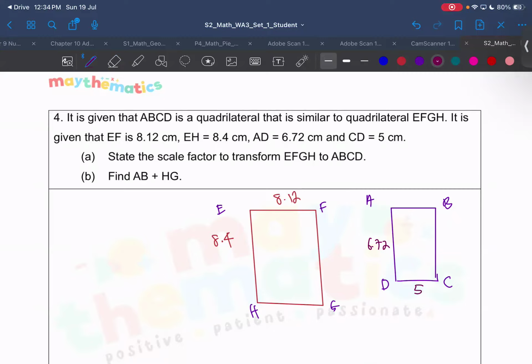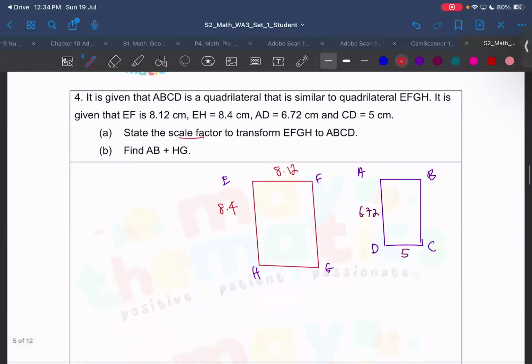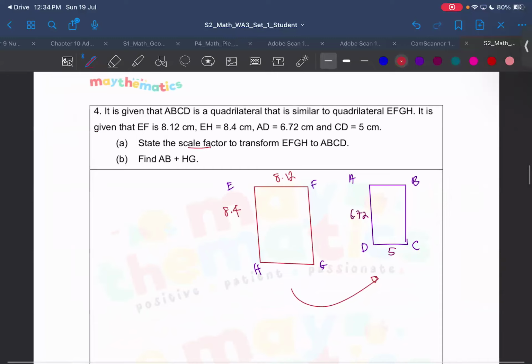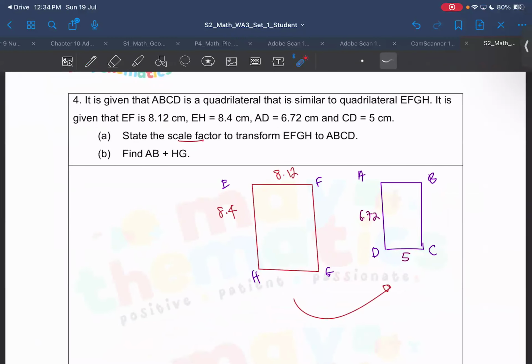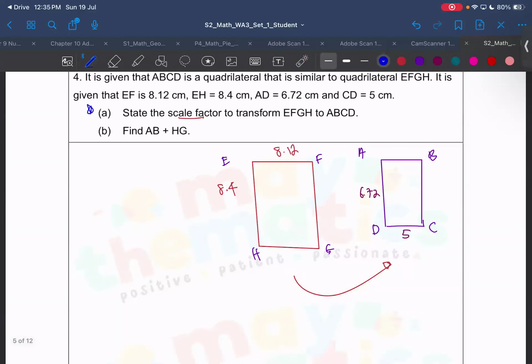Then they want you to find the scale factor to transform this to this. This one is important because they tell you the scale factor to transform this to this. So to help you, you can draw this arrow, because your answer for this and this will be entirely different. So take note of the direction. From this to this means big becomes small. So what will be the scale factor?